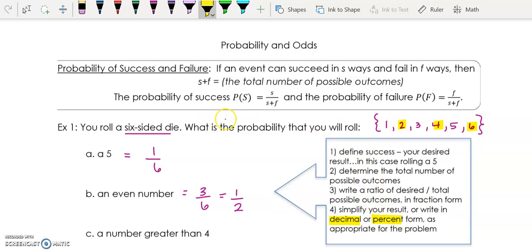Next, we have a number greater than 4. So for numbers greater than 4, of course, that does not include 4 itself, but 5 and 6 are greater than 4. And so that is 2 outcomes that are favorable out of the 6 possible outcomes. And then we'll simplify that to 1/3.